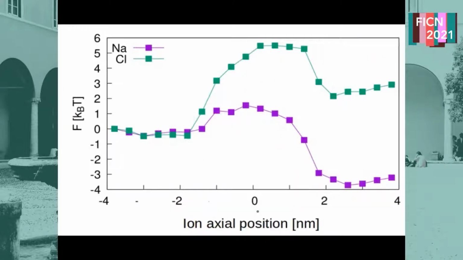We repeated the previous computations with a voltage applied to the system. In this case, the effect of the field is such that the profiles are not symmetric anymore. Also, in the case with the voltage, we see that the barrier for sodium is lower, indicating that sodium ions will contribute more to the ionic current than chloride ions.